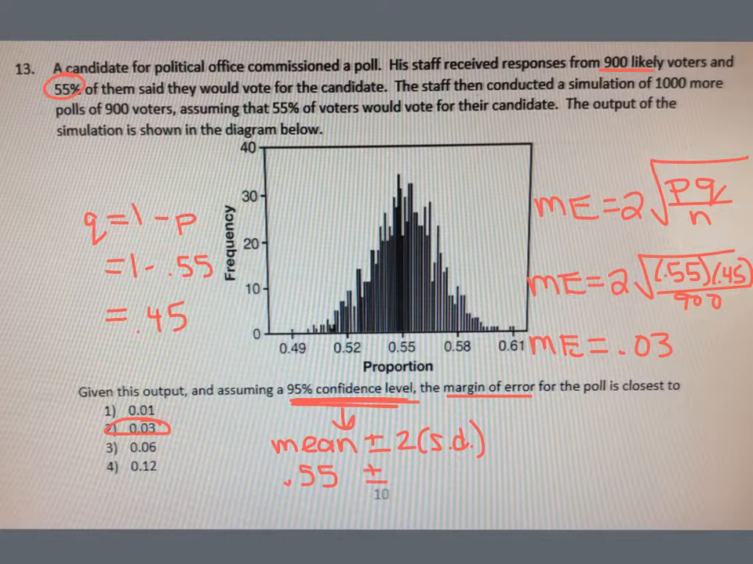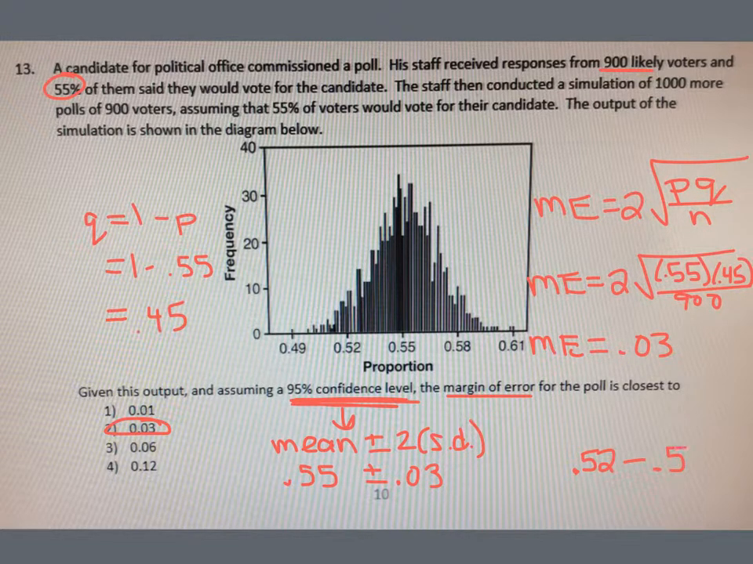And then this margin of error that we just found, this is 2 standard deviations. So if I take 0.55 and subtract off 0.03, 0.55 minus 0.03 is 0.52. And if I take the 0.55 and add on 0.03, that'll give me 0.58.